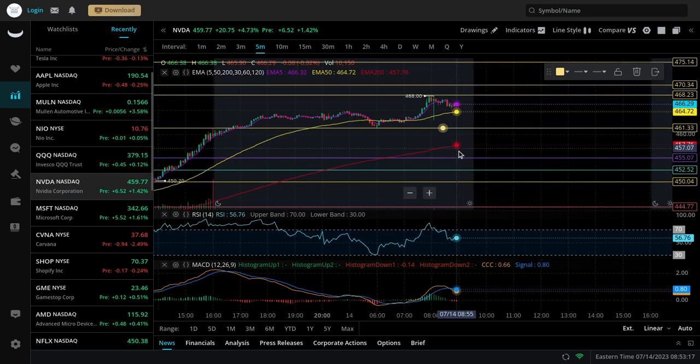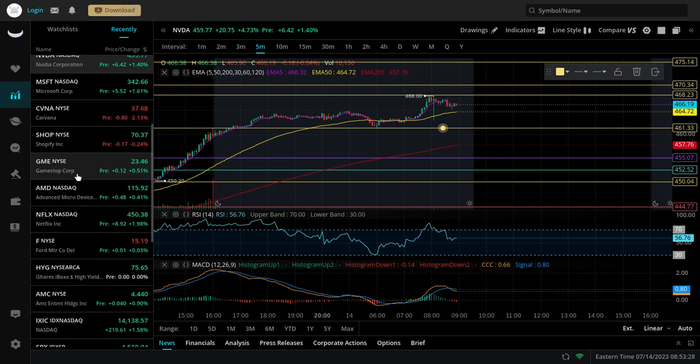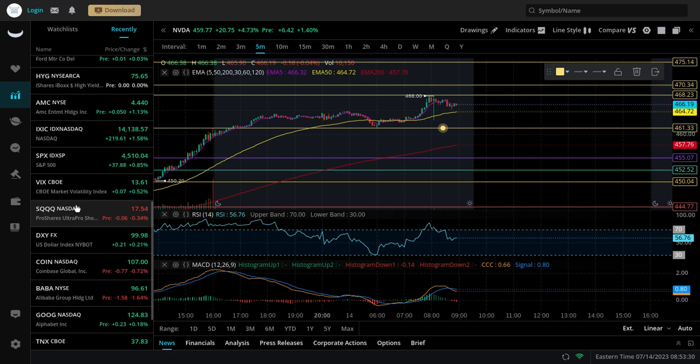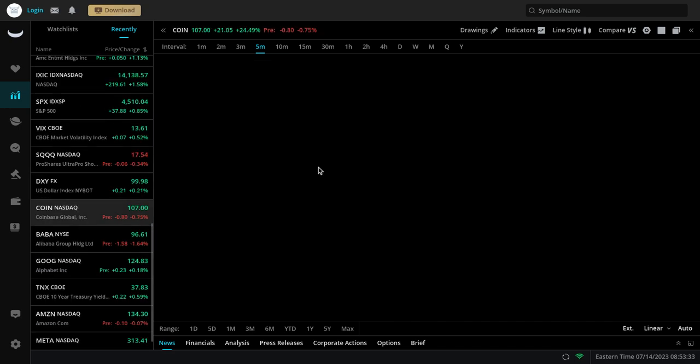If 461 breaks, watch the 50 and the 200 EMA right over here down at 457. I think Nvidia is going to try to break up to 470. If it breaks it, watch 475. That's a real possibility. To add on to this, NASDAQ's holding up. SPY is looking decent. Coinbase is down just a little bit.